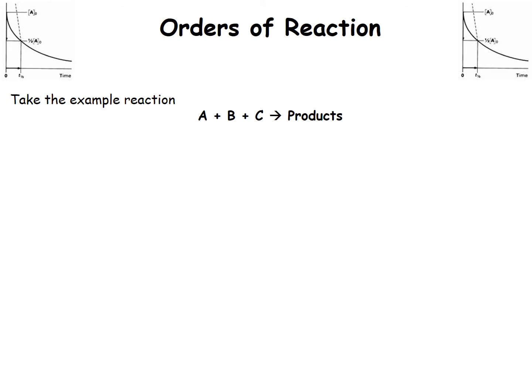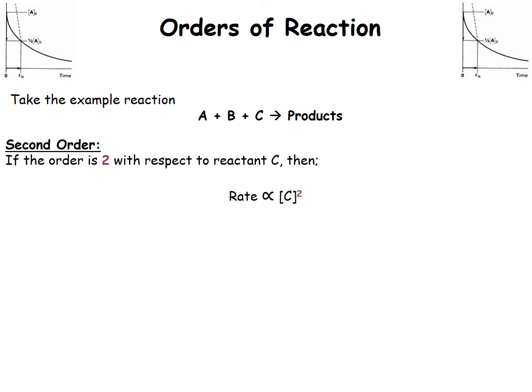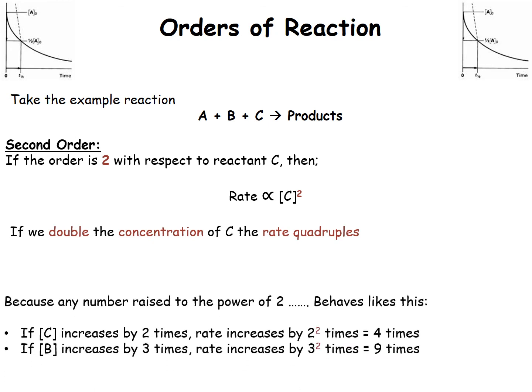So that leaves second order. So second order, if the order is 2 with respect to reactant C, then the rate is proportional to C to the power of the order with respect to C. If we double the concentration of C, the rate quadruples, because any number raised to the power of 2 behaves like this. If C increases by 2 times, the rate increases by 2 to the power of 2, which is 4 times. If C increases by 3 times, the rate increases by 3 to the power of 2, which is 9 times. So it's squared numbers.